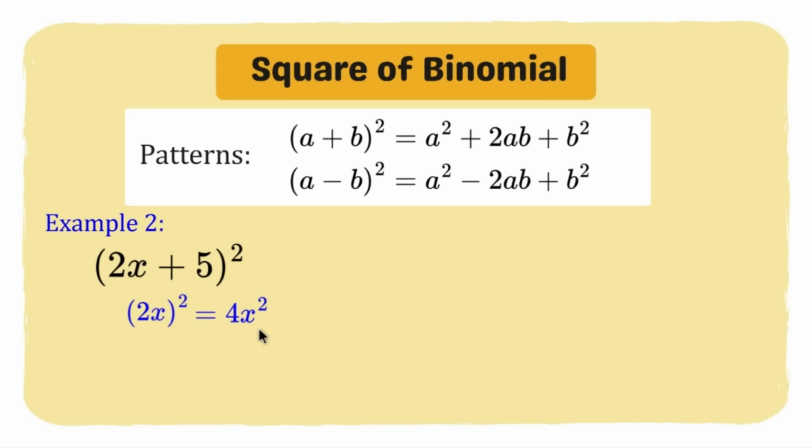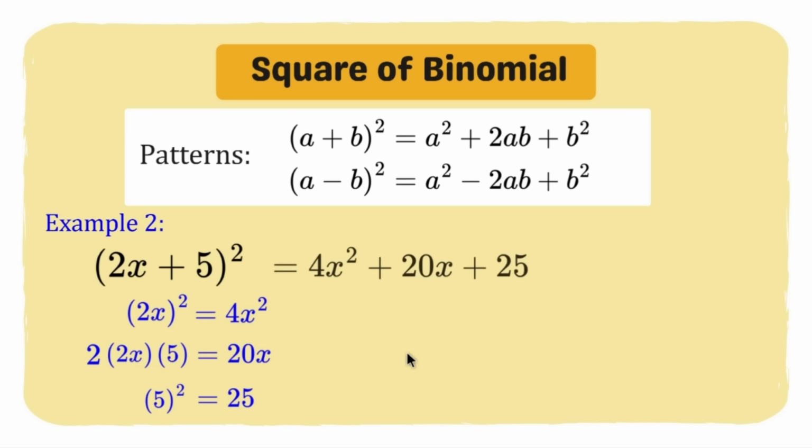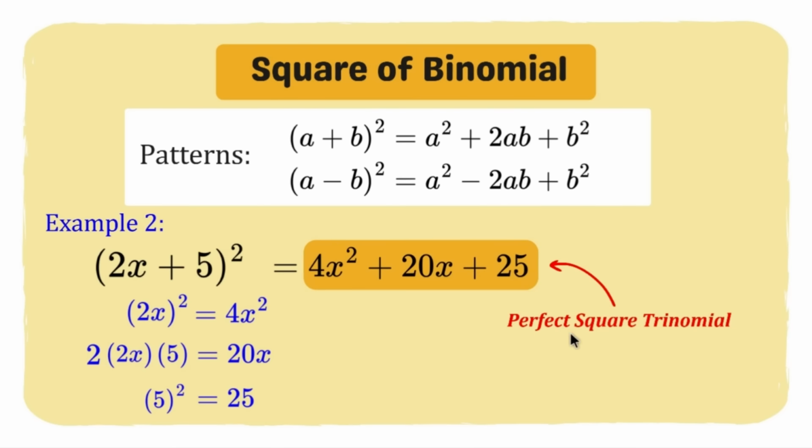Ano po ang susunod? Imumultiply lang po natin yung dalawang terms. So, we have 2x times 5. And huwag kakalimutan, times 2. 2x times 5 is 10x times 2. Kaya 20x po siya. Next one, we have the last term or the second term, 5. Kukunin lang natin yung square niya. So, 5 squared is equal to 25. Okay? Therefore, our answer is 4x squared plus 20x plus 25. Again, this is the perfect square trinomial.